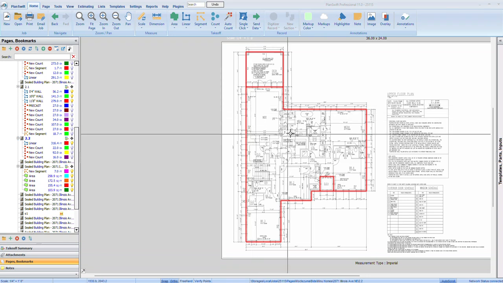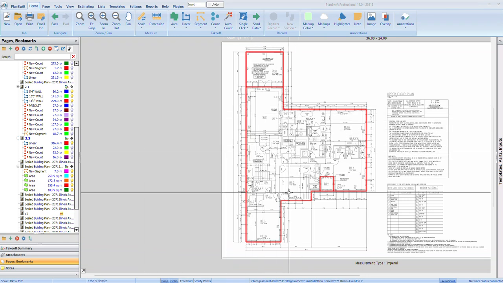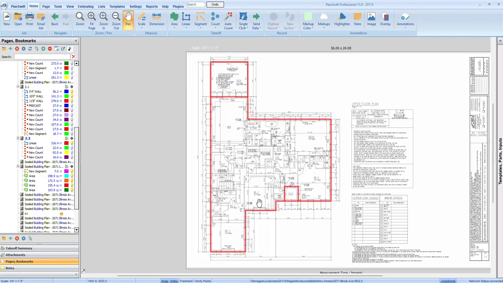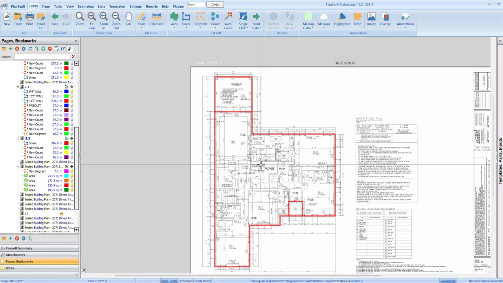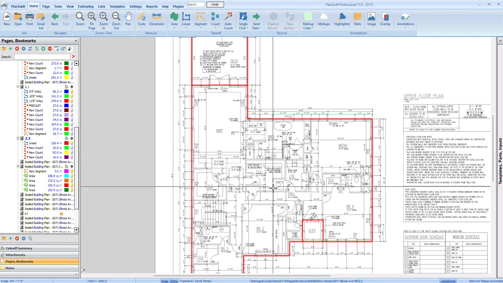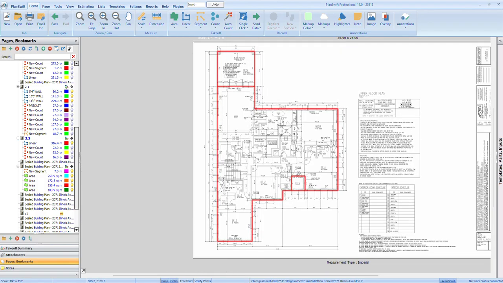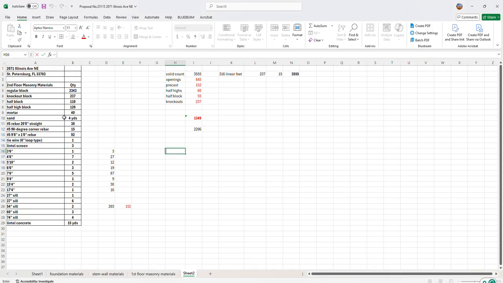Up this second floor masonry takeoff. Let me show you how I came up with all my numbers. I have my spreadsheet over here, like always. I got it all done already. This is all the stuff that we need right here.